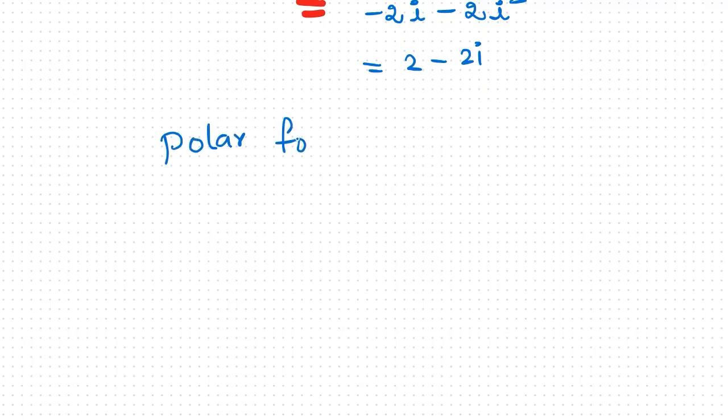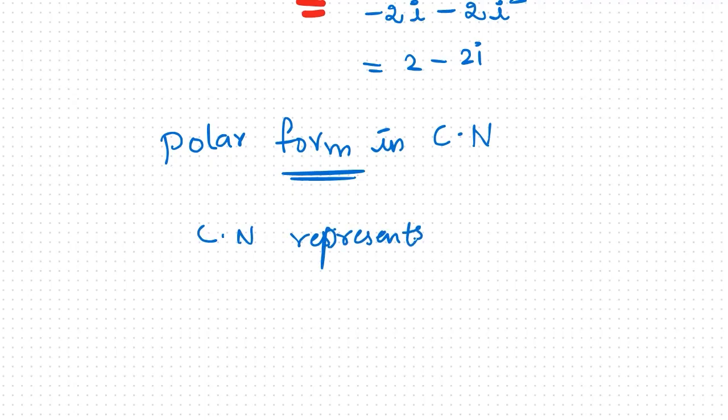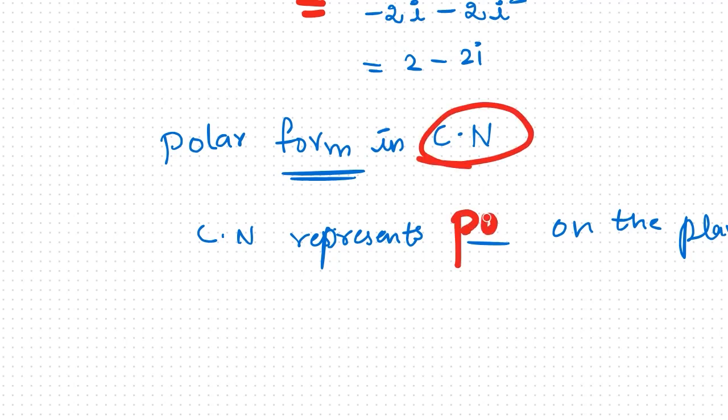Polar form in complex numbers. See, what do complex numbers represent on a plane? They represent a point, coordinate points. So when you join the coordinate points, let's say a random point is here.